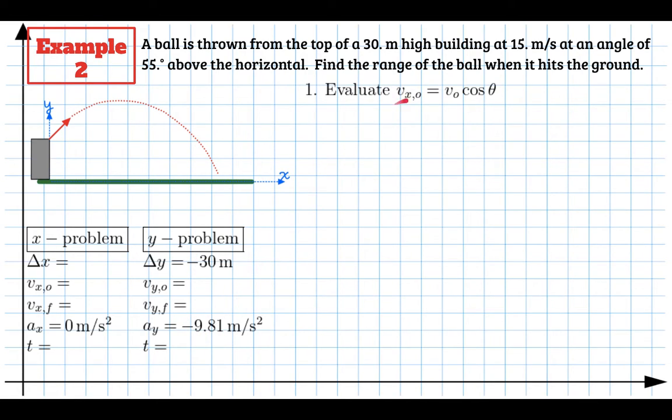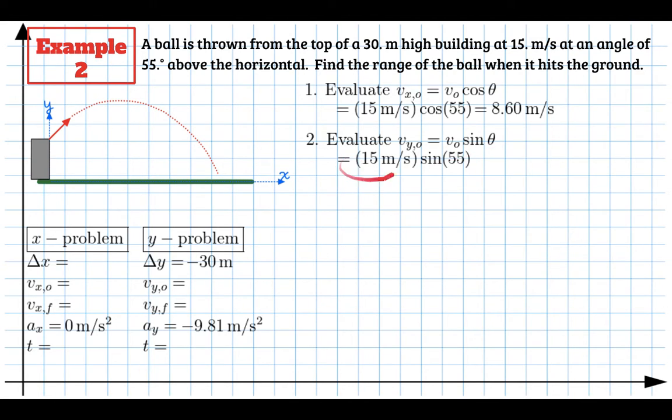All right, so we're going to do the standard thing. We're going to evaluate this expression and find the velocity in the x direction. Plug in the numbers. It's going 8.6 meters per second every second in the x direction. In the y direction, the initial velocity is v0 sine theta. We put in the initial velocity and the sine of theta, and we get 12.3 meters per second.